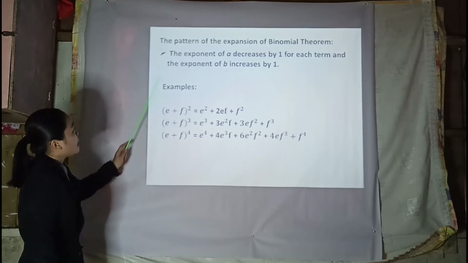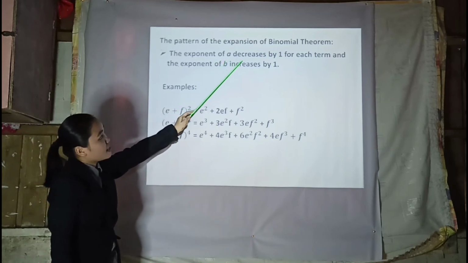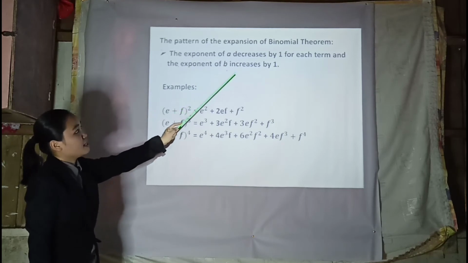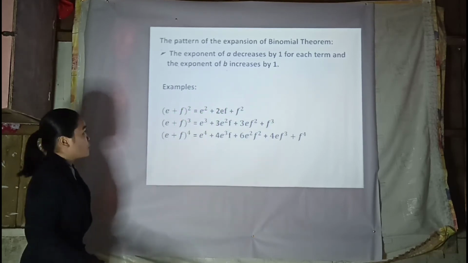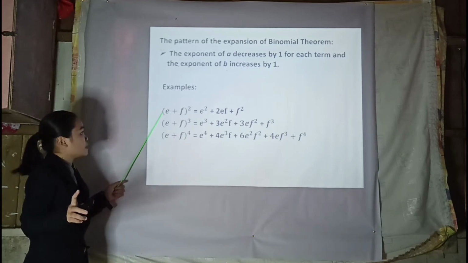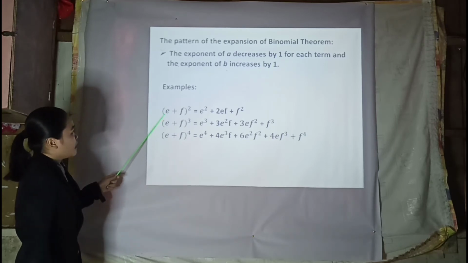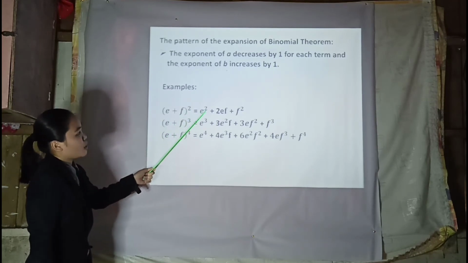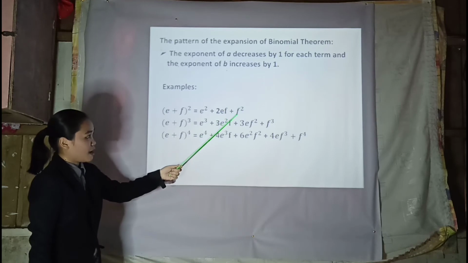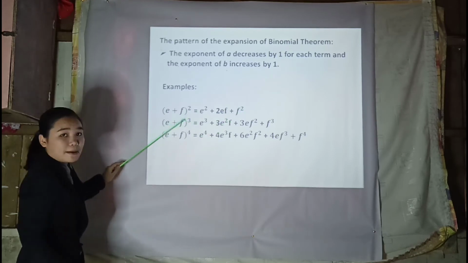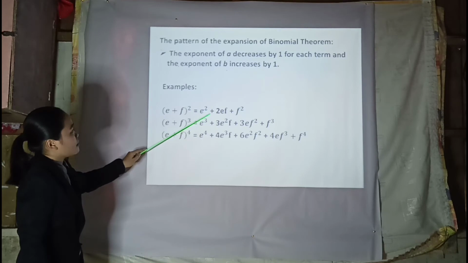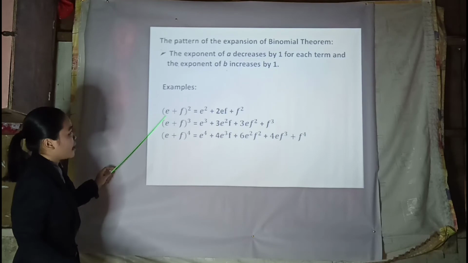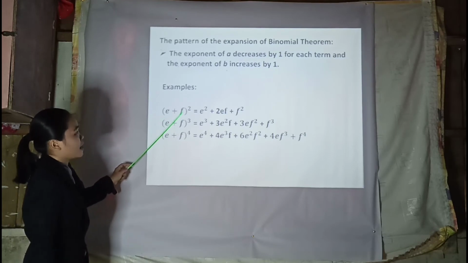For the next pattern, the exponent of a decreases by 1 for each term and the exponent of b increases by 1. So, we will have an example for you to understand. Okay, so e plus f squared equals e squared plus 2ef plus f squared. For this example, as you notice, our a here is e, and our b here represents f.